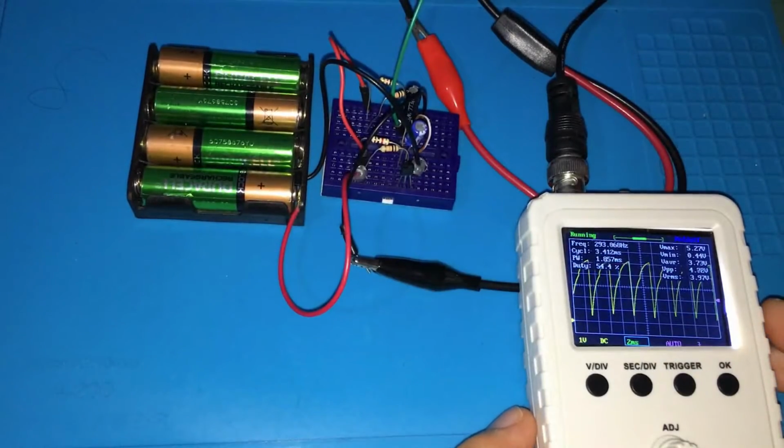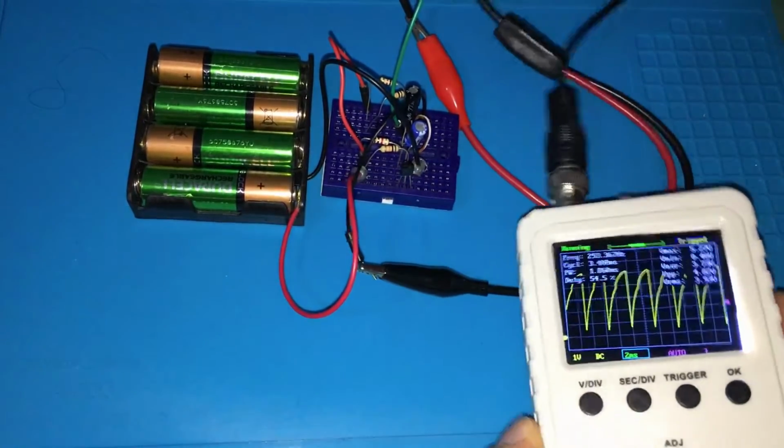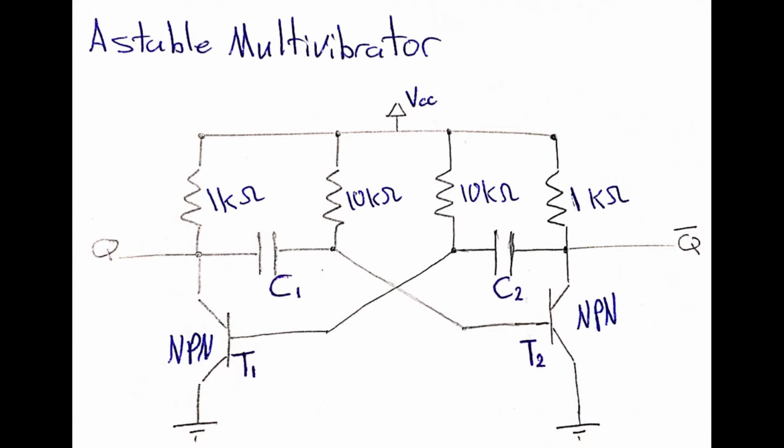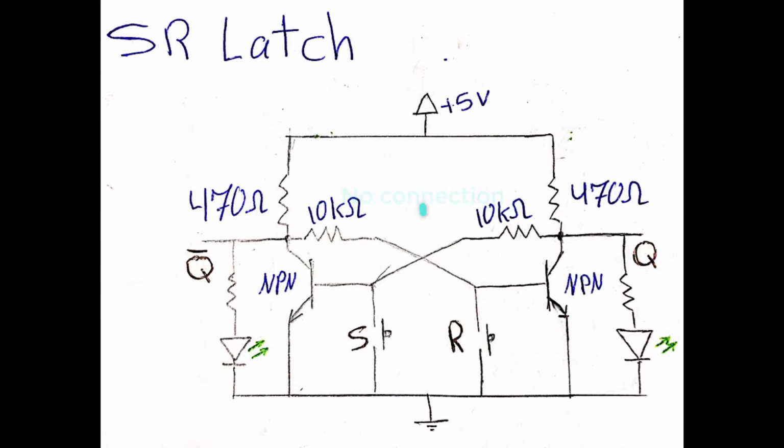Now, to understand the working principle of this astable multivibrator oscillator circuit, let's have a look at its circuit diagram. At first look, we can say that this is nothing but an SR latch. So to have a better understanding, let's see how this latch circuit works.